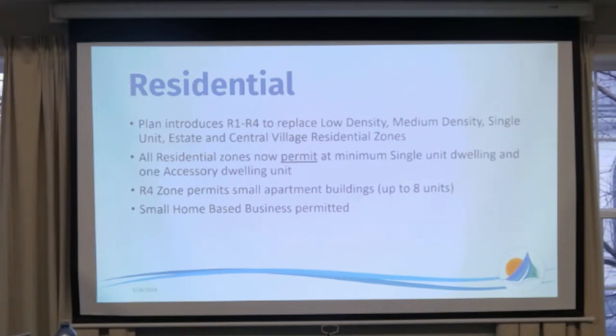We've already been over this, but again, I think it's an important piece of the new plan that all residential zones permit, at a minimum, a single unit dwelling and one accessory dwelling unit. Like I mentioned earlier, that replaces the residential conversions clause that we've got now. I think it simplifies it, and makes it easier for people to understand their property rights and what they can do.